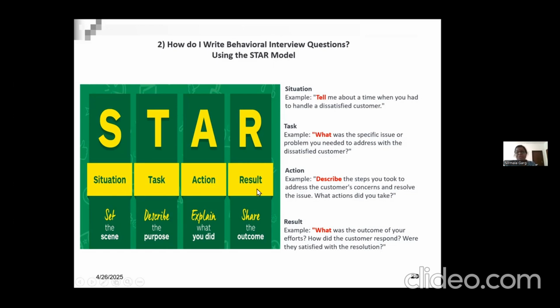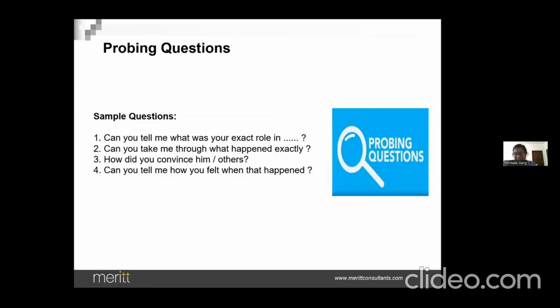I'm emphasizing because I'm going to give you a practice exercise and I really want you all to do that so that you are hands-on with that. This is called the STAR technique. Any questions here, guys? Any questions?